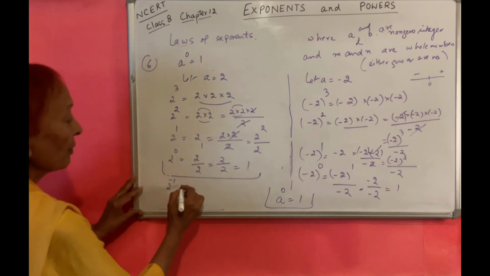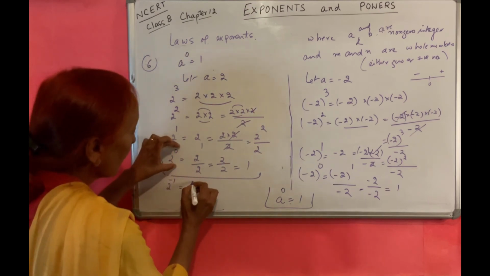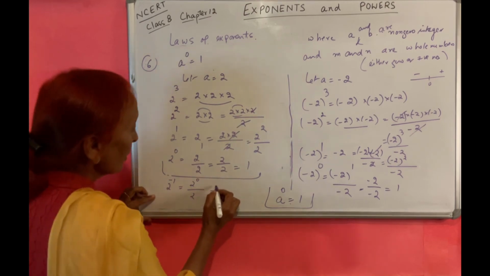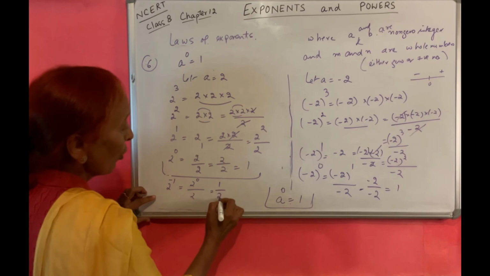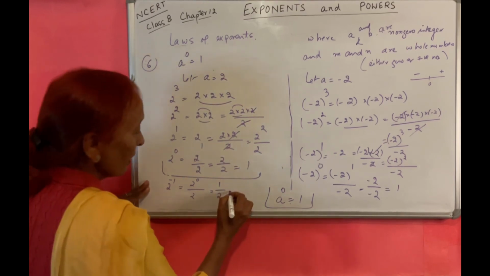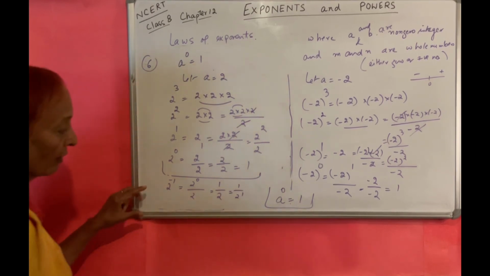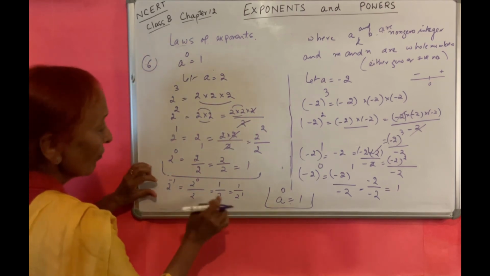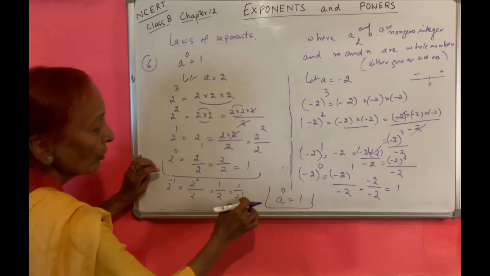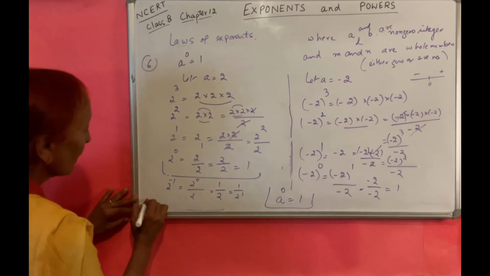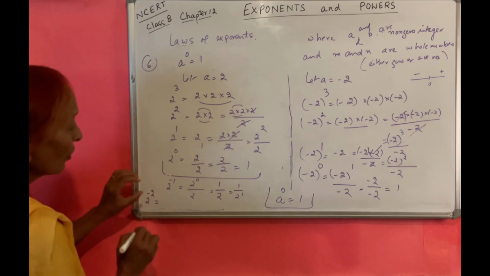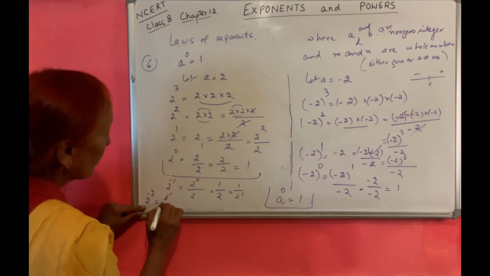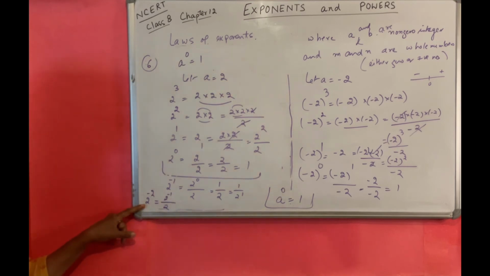What will be 2 raised to power minus 1? That is this number divided by the base. Right? So this is 2 raised to power 0 is 1 upon 2. That is 1 upon 2 raised to power 1. So 2 raised to power minus 1 is the reciprocal of 2 raised to power 1. So 1 upon 2 raised to power 1. Similarly, 2 raised to power minus 2 means this previous number divided by the base. That is 2 raised to power minus 1 divided by base.